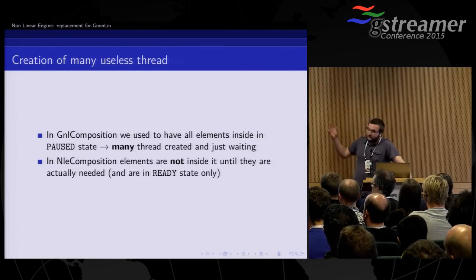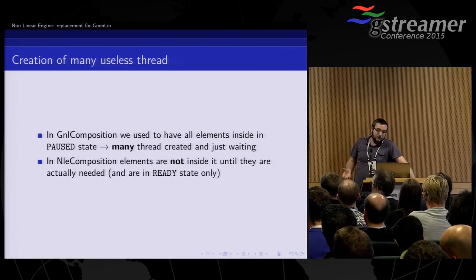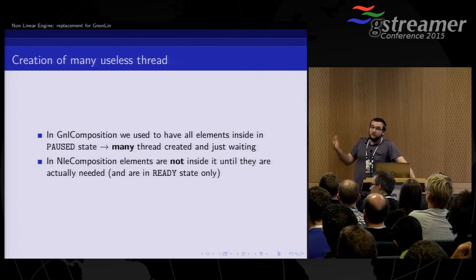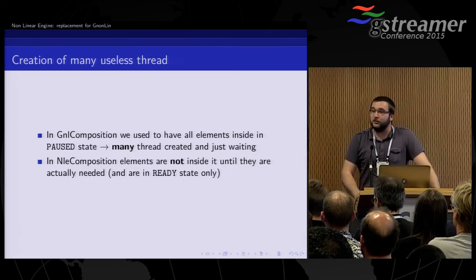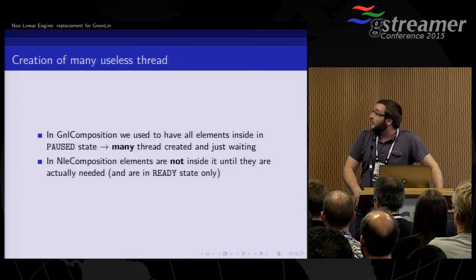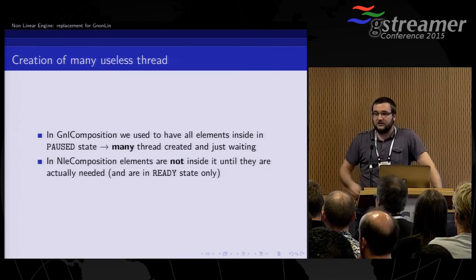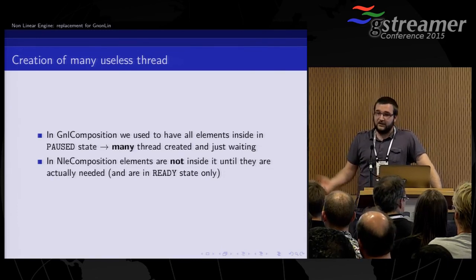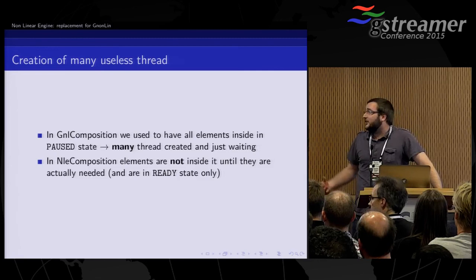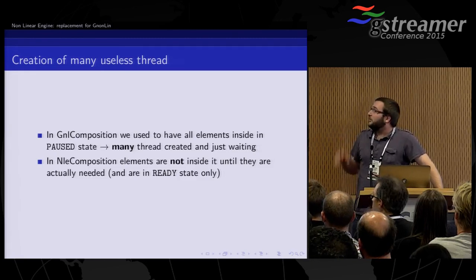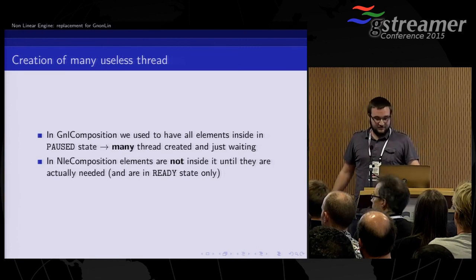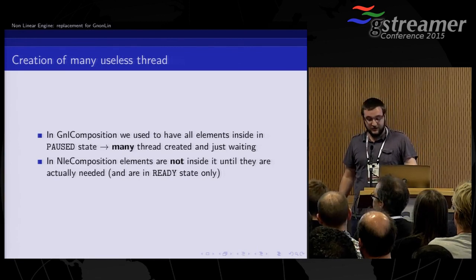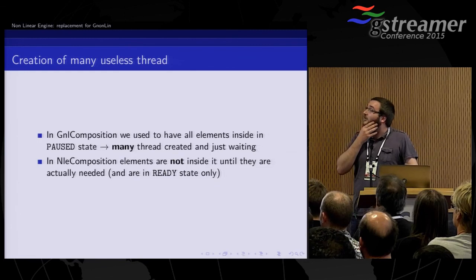So we actually created a new plugin because API-wise we changed a few things, and the behavior is quite different now. So we decided to just break the API and create a new set of elements, even if big parts of the code are still the same. So yeah, that's what has been done in the 1.6 cycle inside GnonLin and NLE now.